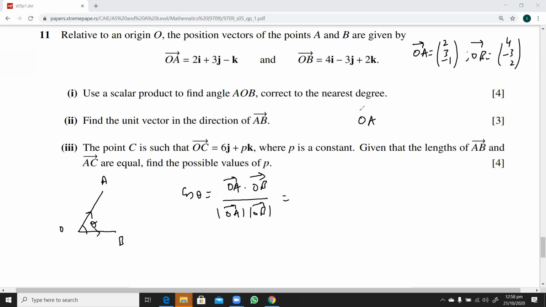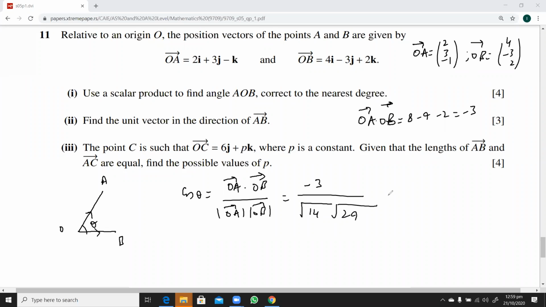So what is this OA dot OB? 2 4s are 8, minus 9, minus 2. So that is equal to minus 3. Okay. Now this is going to be minus 3 over the magnitude of OA, which is 2 squared is 4 plus 9 plus 1, so this is root 14. And this is 16 plus 9 is 25 plus 4 is 29.